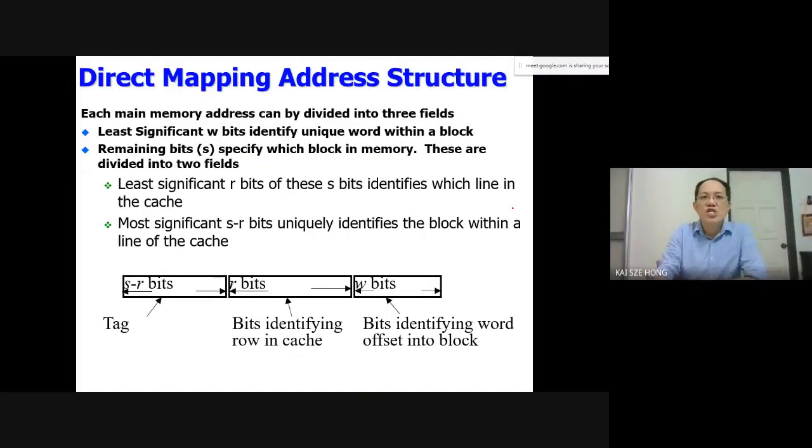Sorry, now for the direct mapping, this is the second type. For the direct mapping address structure, each main memory address can be divided into three fields. The least significant w bits identify the offset into the block. It might be 1, 2, 3, 4 for 32-bit computers. So these are divided into two fields, the least significant being the offset.